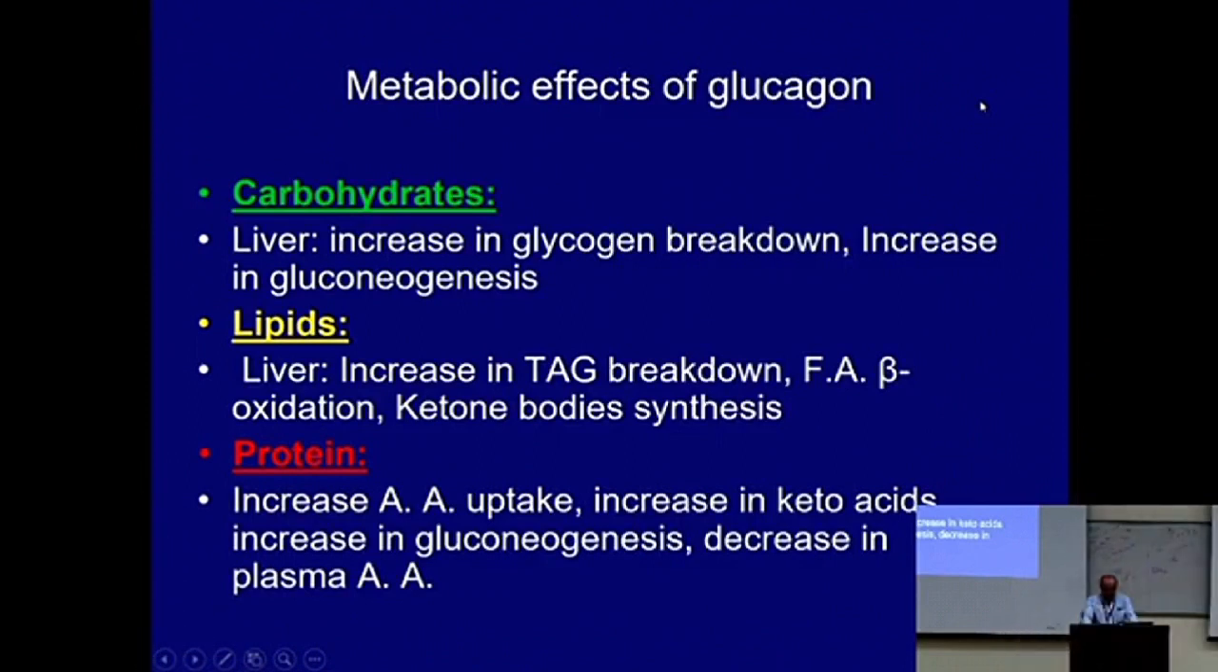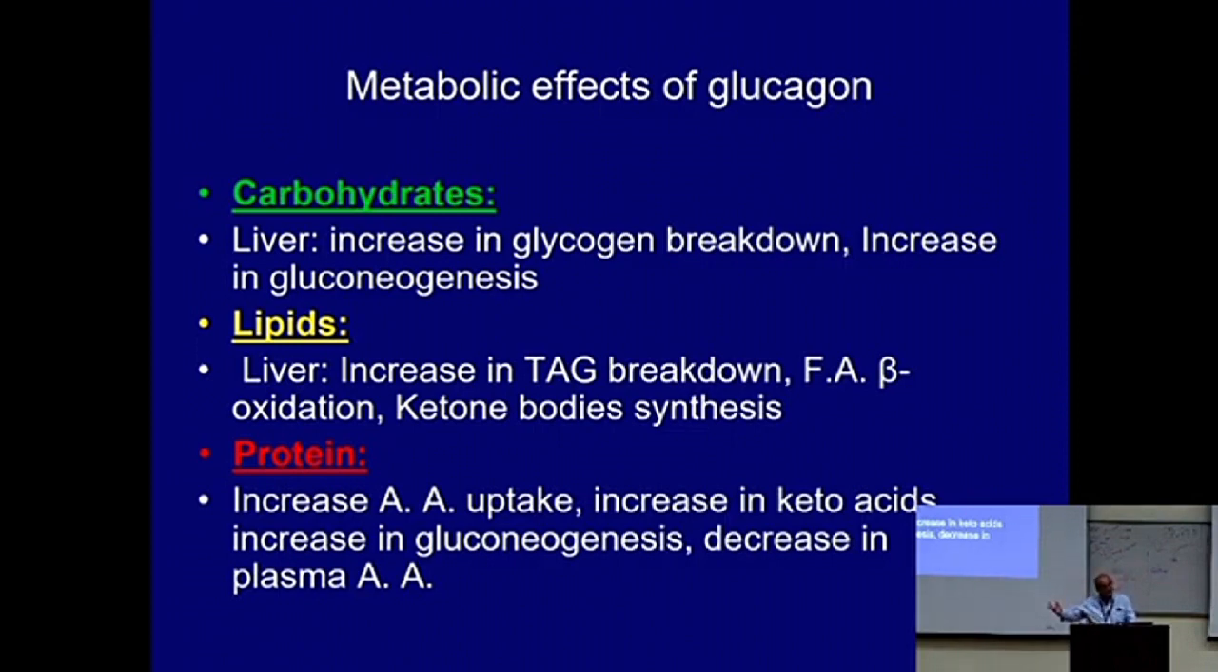Okay, so glucagon is going to have, again, its own set of effects on metabolism. The effects on carbohydrates primarily are to increase glycogen breakdown, glycogenolysis, by activating PKA, phosphorylating glycogen phosphorylase kinase, which then phosphorylates glycogen phosphorylase, and that results in glycogenolysis. Okay?